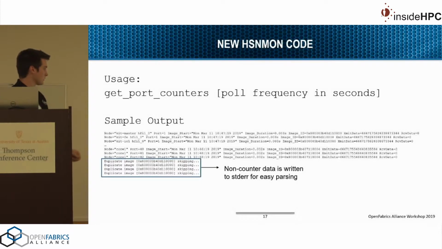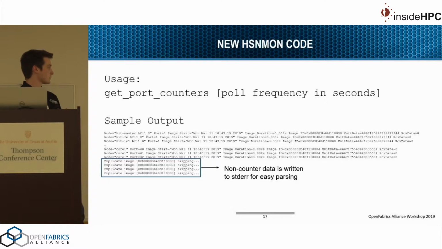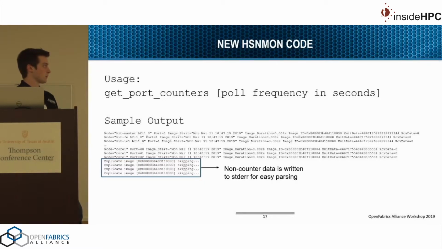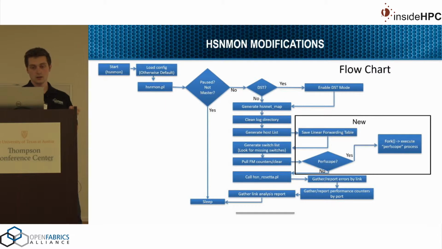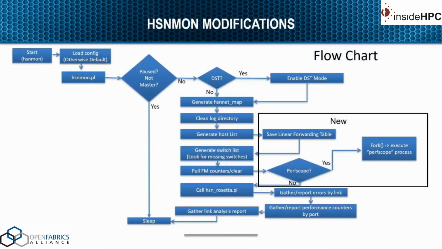At the bottom of there, you can just see anytime it polls and finds a duplicate image from the last time, it'll just skip and not run again for the defined pull frequency. And the defined pull frequency is provided as an argument to the command. So this is that same flowchart just showing the changes. HSNMon now provides the ability to save the linear forwarding table for data analytics, pinning bandwidth consumption to jobs, as well as forks to create the separate process for the high frequency performance counter gathering.